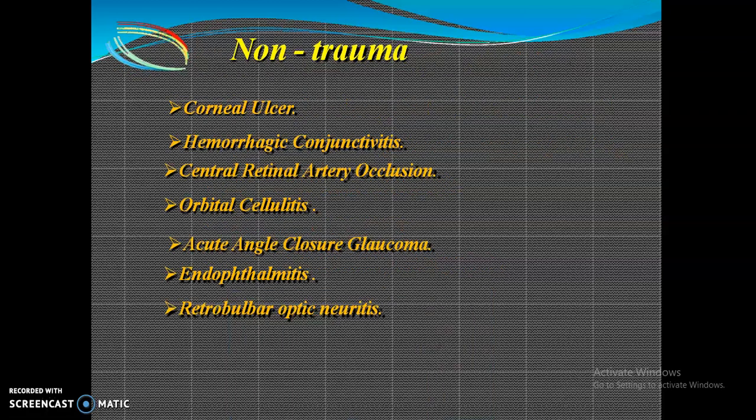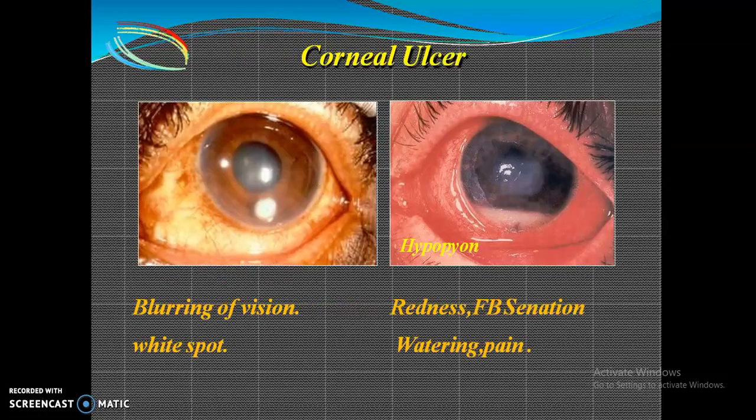Then in non-traumatic conditions like the corneal ulcers, then hemorrhagic conjunctivitis, central retinal artery occlusion, orbital cellulitis, acute angle closure glaucoma, endophthalmitis and the retrobulbar optic neuritis. These all are the different non-traumatic cases. The corneal ulcers means there will be the blurring of the vision and the white spot will be there. Then hypopyon means that is redness, foreign body sensation and the watering and the pain. These are all the things what we have to see in the case of corneal ulcer formations.